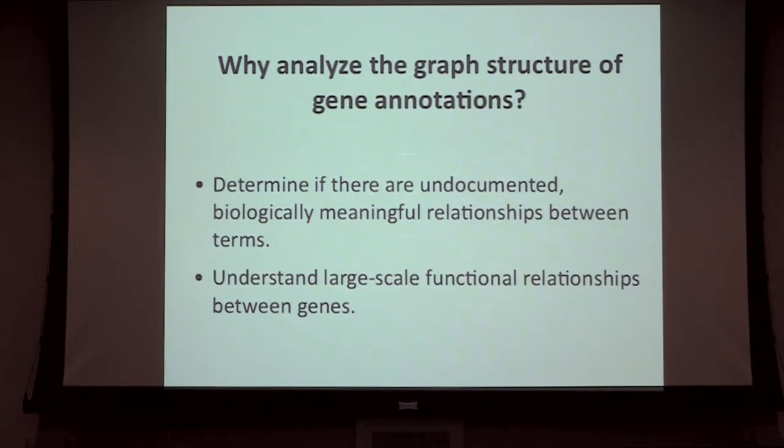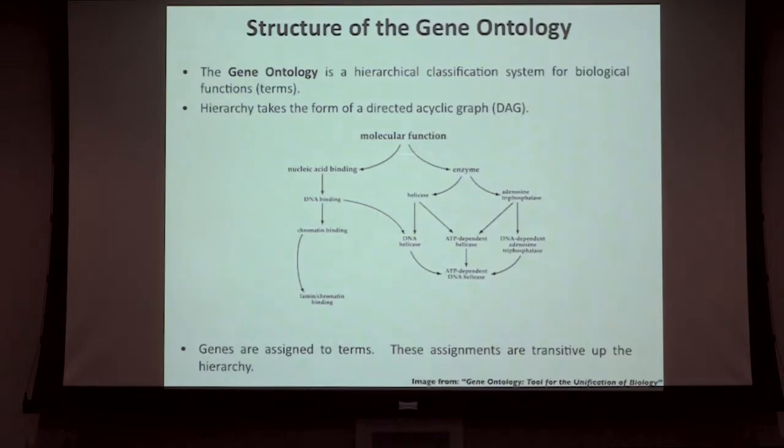But we can also turn this annotation data on its head and say, well, the annotation data also provides information about relationships between genes. So how can we begin to mine this data to understand large-scale functional relationships between genes? So these are the two parts of my talk. First, I'm going to say, okay, well, how can we relate terms and functions? And then how can we use the network to gain new insights in the relationships between genes?